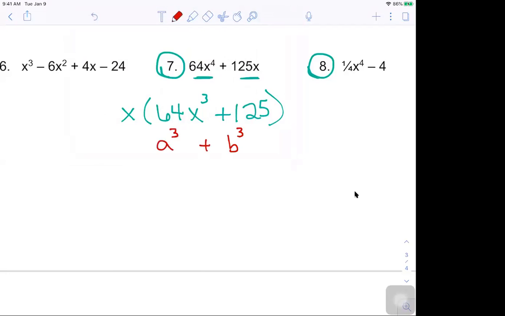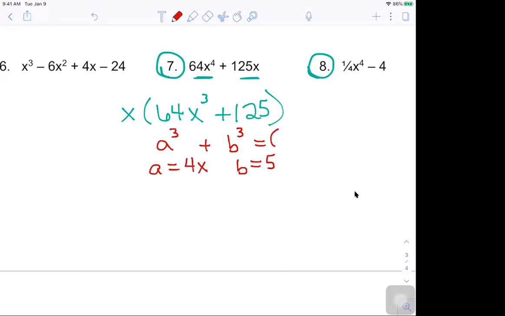It looks like a cubed plus b cubed. That's how it's set up. Jack, what is the cube root of 64? 4. Yeah, and it has an x next to it, so we'll put that x. It was 64x cubed, so the a term would be 4x. Jack, what's the cube root of 125? 5. Excellent.